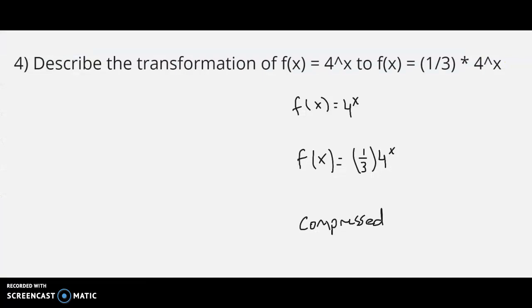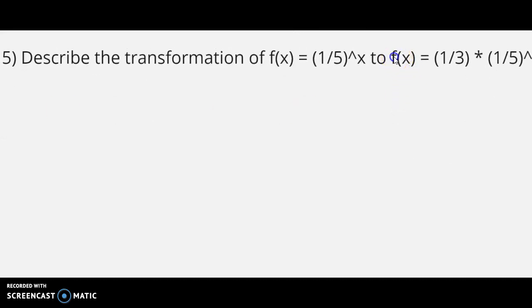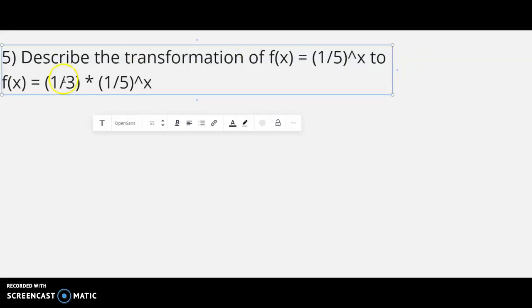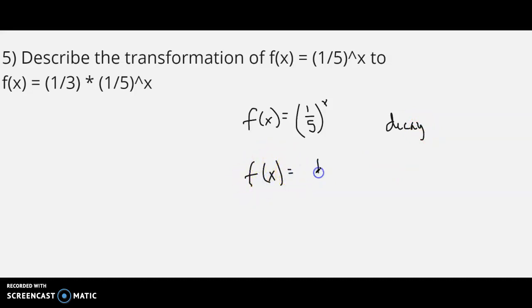All right, let's look at another one here. And what I want to do is make sure everybody sees this okay. All right. So here's our parent function, f of x equals 1/5 to the x power. First of all, knowing our b, this one is exponential decay, so we should say that, and we should have pointed that out in the other examples too. Okay, this is exponential decay. Let's look at the transformation. 1/3 times 1/5 to the x power. And it looks like we did the same constant as before. It looks like we had a compression.